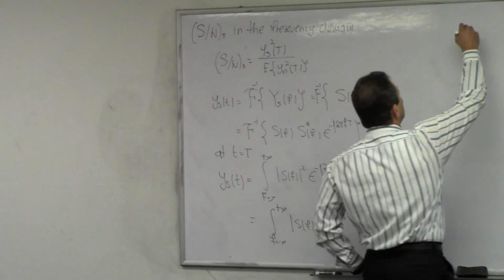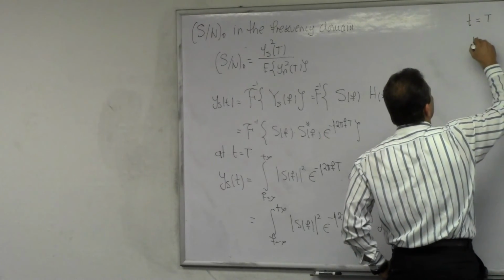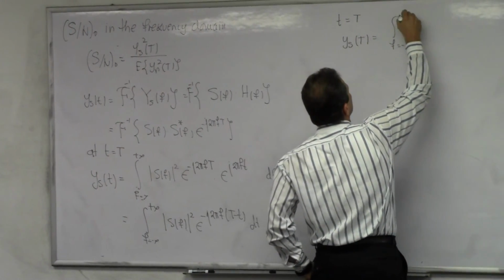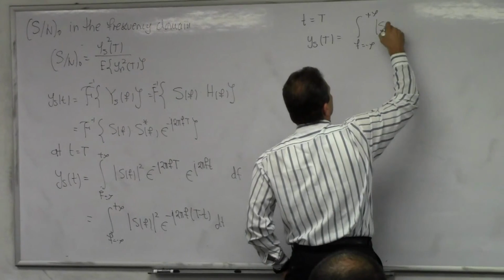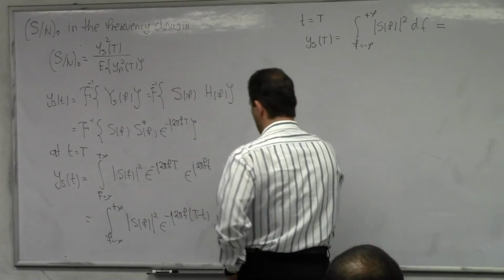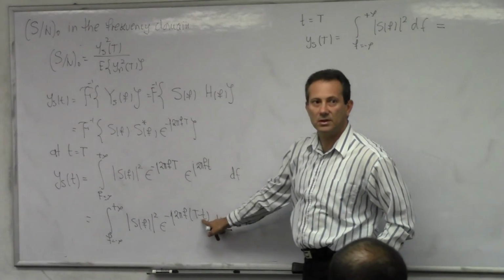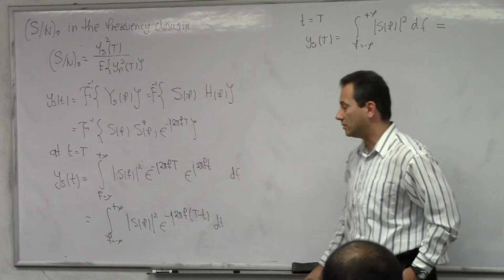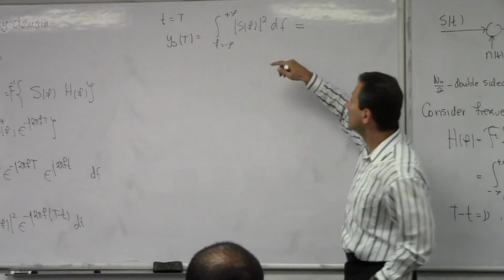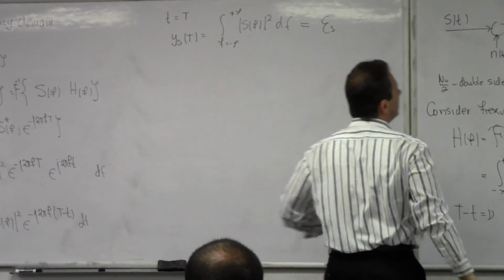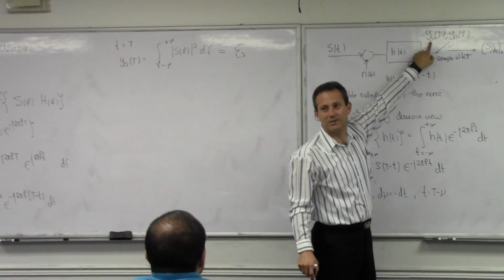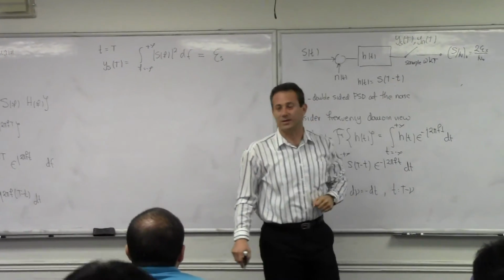At the sample time, t is equal to capital T, so y_s(T) is going to be the integral when f goes from minus infinity to plus infinity of |S(f)|² df. What is this? These two cancel, right? When t is equal to T, this becomes equal to 1. So what is this? Energy. Energy of my signal. So when I'm sampling here, y_s is the energy of the signal. The value of that sample is whatever is the energy of that signal.